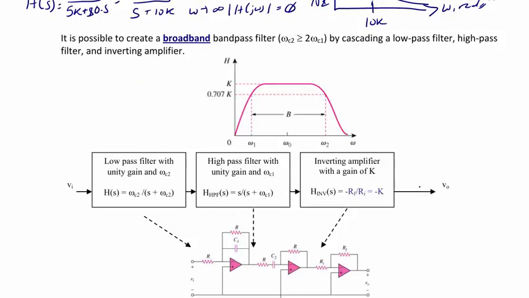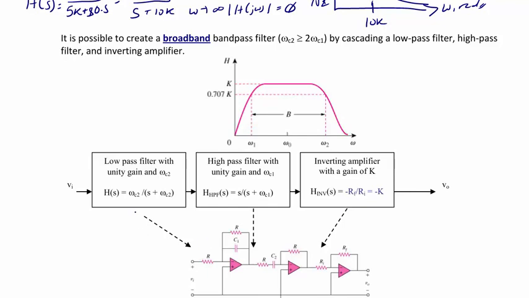It is possible to create a broadband bandpass filter, where the second cutoff frequency is greater than 2 times the first cutoff frequency, by cascading a low-pass filter and a high-pass filter and an inverting amplifier. Notice that the shape of this bandpass filter has, once again, the magnitude of the maximum value of K. The cutoffs are at 0.707 K, and beta represents the bandwidth, which is omega 2 minus omega 1.